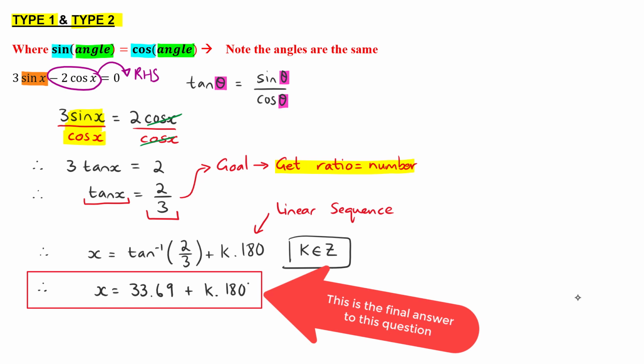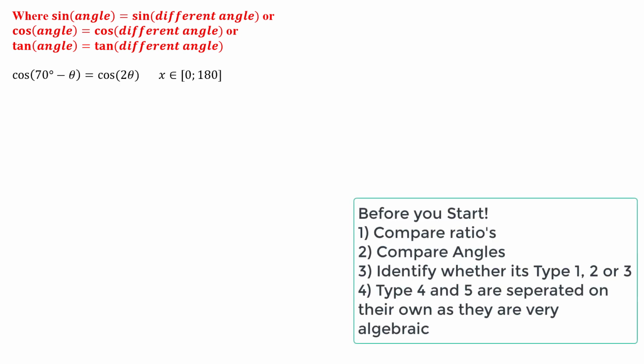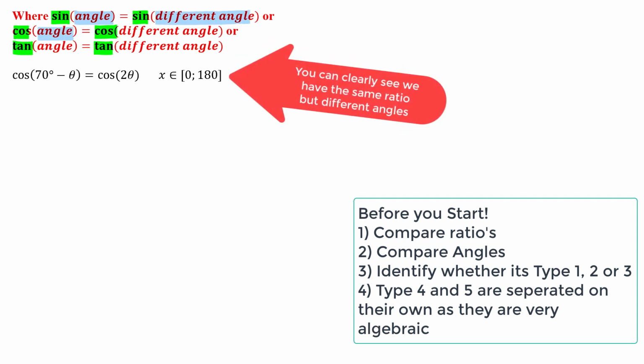Let's have a look at another example where we're going to look at type 2 now. In type 2, we established already that we're going to have the same ratio: sine and sine, cos and cos, tan and tan. But the angle will be different. So we will have one angle and then a different angle, and so on.